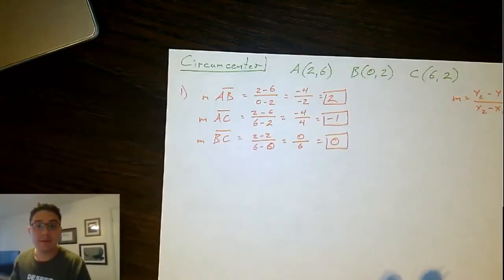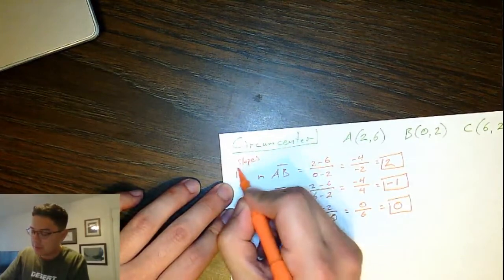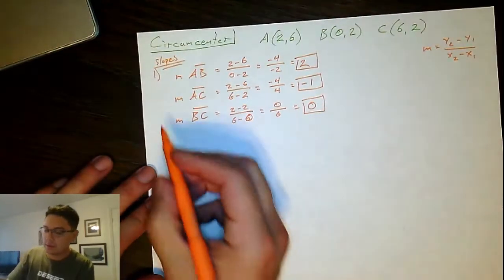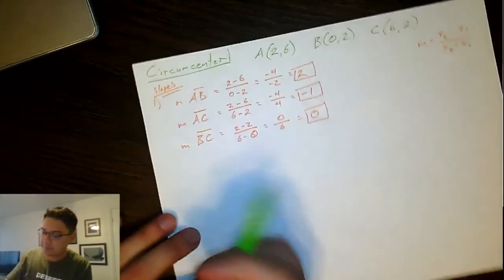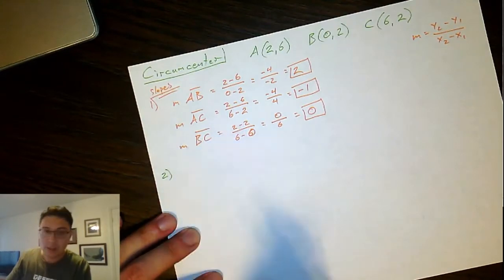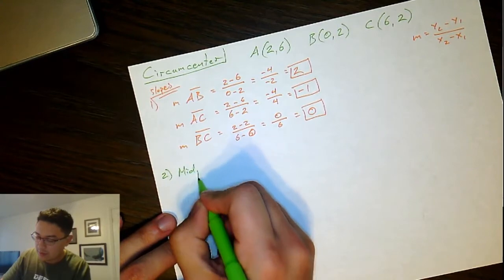Alright, so that's our first step. First step is always finding the slopes, the slopes for each side length. The second part of what we're going to do here, let me change colors. The second step we're going to go through is finding the midpoints for each side length.